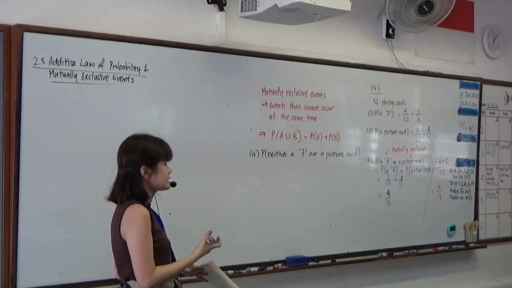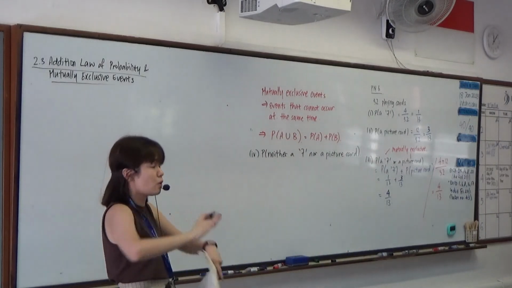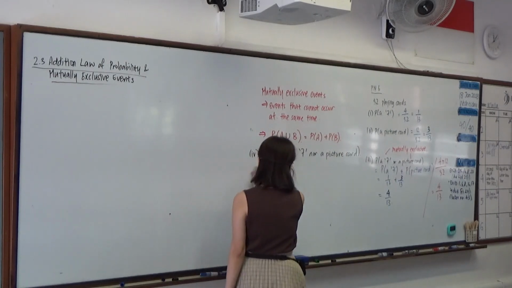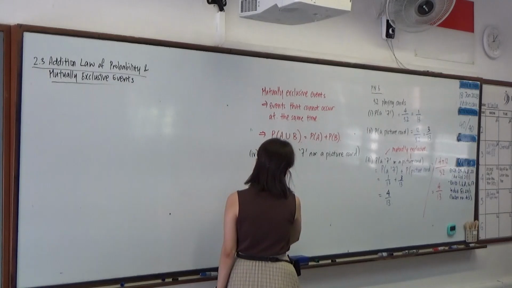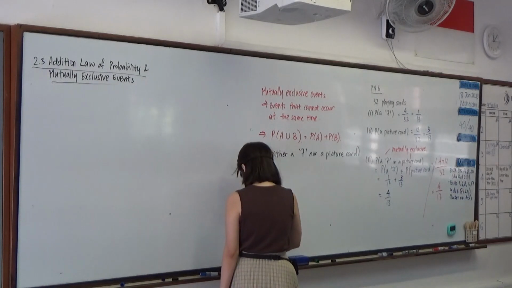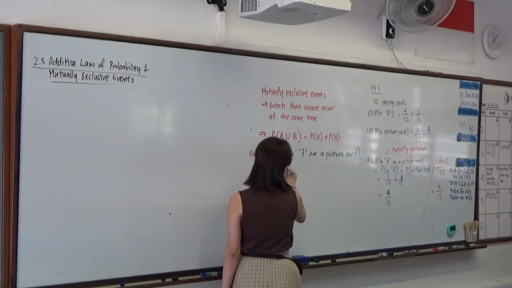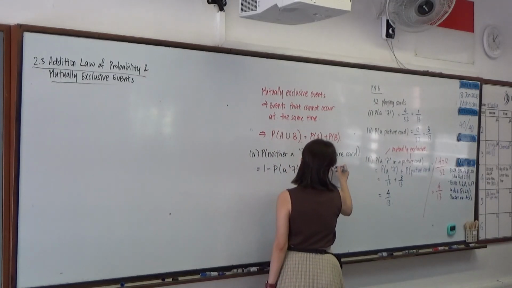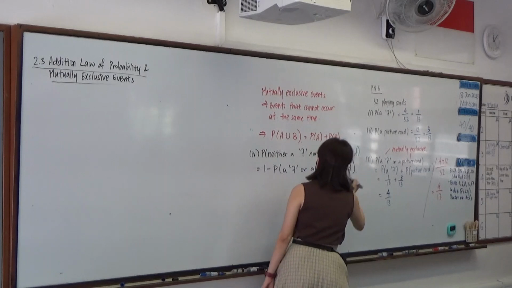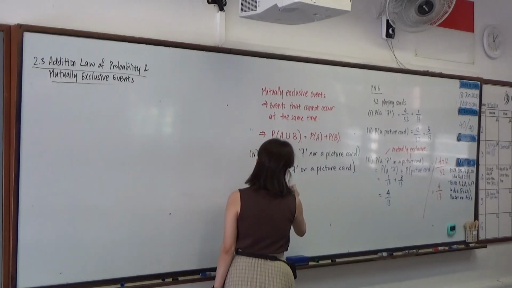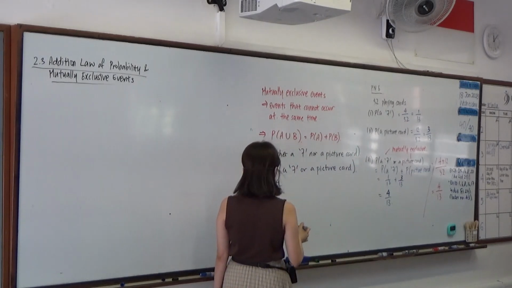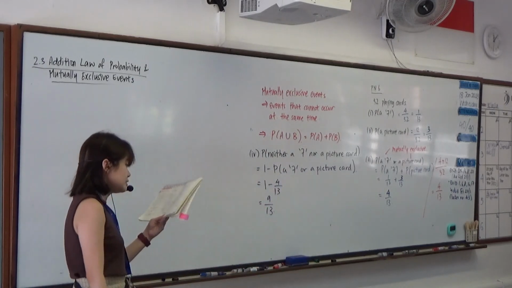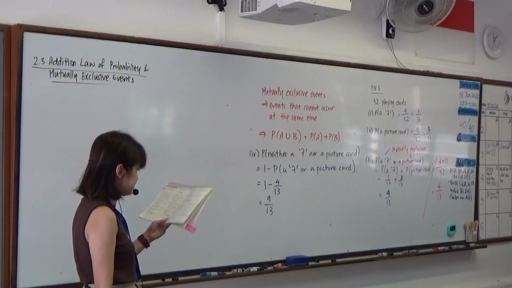Probability of neither a 7 nor a picture card. That means you don't want any of these. It is actually the complement of your answer in part 3. Over 13.